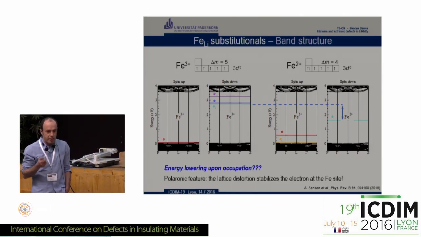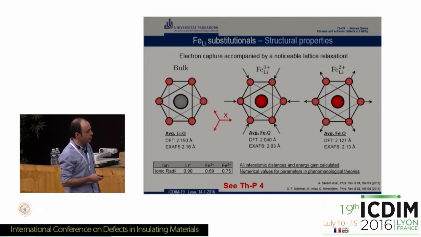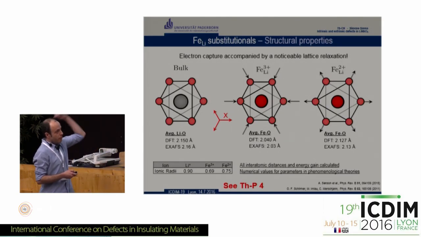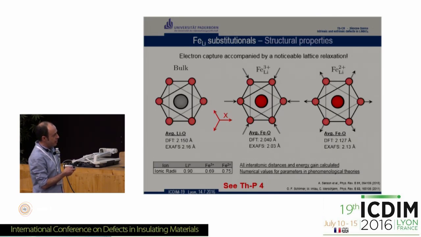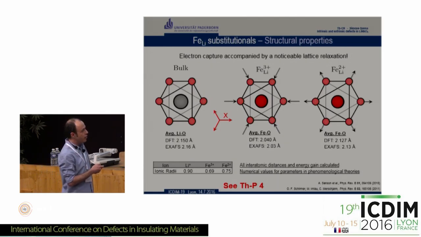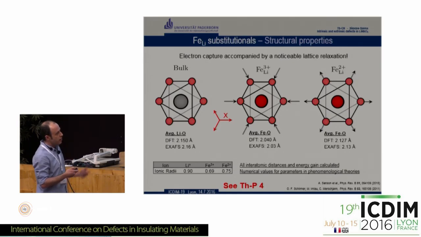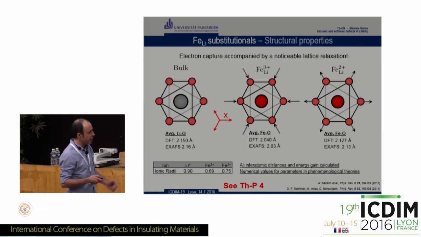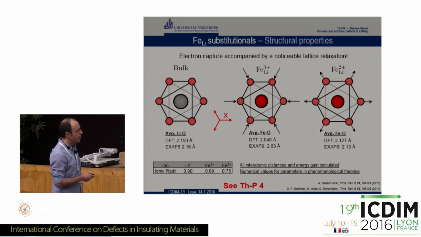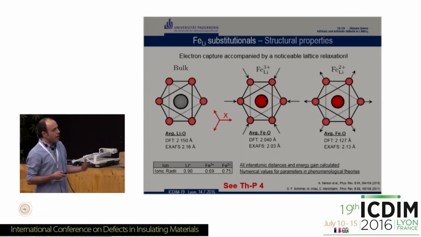But something is quite strange here, because we have an energy lowering upon occupation. We don't expect that. We expect that by Coulomb repulsion, the energy will be higher. So where does this energy gain come from? Of course, there is only one possibility, and it is the lattice distortion. The lattice distortion that we predict at the iron center is quite large. In comparison with the lithium-oxygen distance of a pure bulk, upon creation of iron 3+, we have a strong reduction of the average distance.